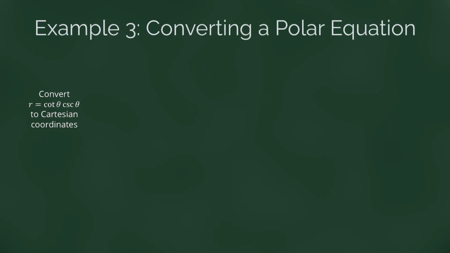We can use our relationships to change more than just points. We can also change polar equations into Cartesian equations. So here we have the equation r equals the cotangent of theta times the cosecant of theta. And we want to rewrite that using x's and y's. Rewrite this so that it might be a familiar graph in our Cartesian system. So the first thing we ought to do is switch everything into sines and cosines, because the relationships that we have involve sines and cosines rather than cotangents and cosecants.